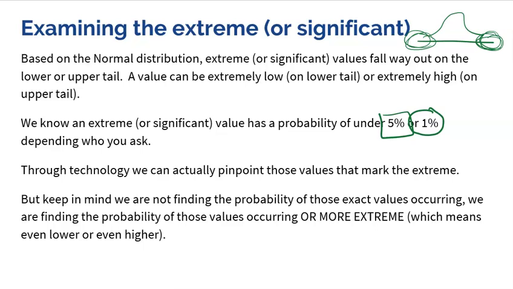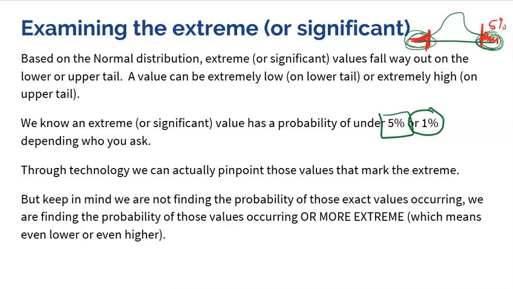Keep in mind that through technology, we can actually pinpoint these values that mark the extreme. But it's super important that you understand that when we're talking about the probabilities, we're not finding the probability of these extreme values alone. We're finding the probability of these extreme values or even more extreme. So when we talk about a value being right here, extremely low, and we talk about that 1% probability, we actually mean 1% or more extreme. We're talking about 1% even lower than that value. Or if we want to go with 5%, if we're talking about that extreme significant top value, we're talking about any value in that top 5%.